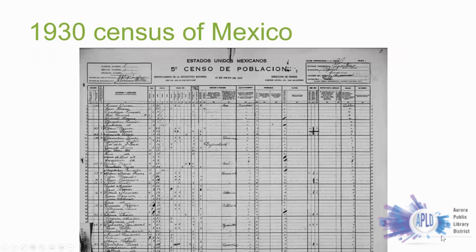So this is a full screenshot of the census of Mexico. It's a very great place to start if you're looking for ancestors from Mexico, especially if they lived in most of the states. The only place that it's not good for is if your ancestors lived in Mexico City in the Distrito Federal, because that part of the 1930 census has been lost. But for everywhere else, it's a good place to pinpoint where your ancestors might have lived in Mexico.